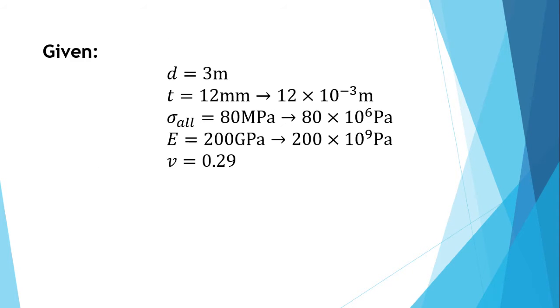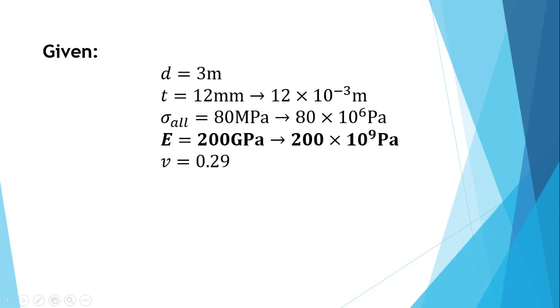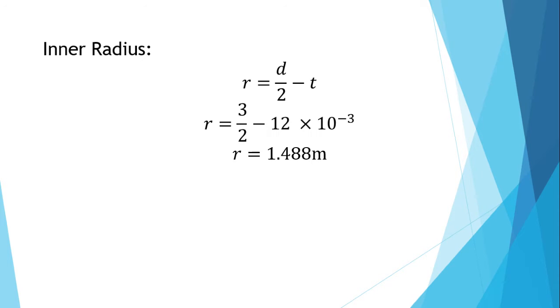For that problem, these are the givens. Diameter D is equal to 3 meters, thickness t is equal to 12 millimeters, which is equivalent to 12 times 10 to the power of negative 3 meters. Allowable stress is equal to 80 megapascals, which is equivalent to 80 times 10 to the power of 6 pascals. The modulus of elasticity is equal to 200 gigapascals, which is equivalent to 200 times 10 to the power of 9 pascals, and the Poisson's ratio is equal to 0.29.